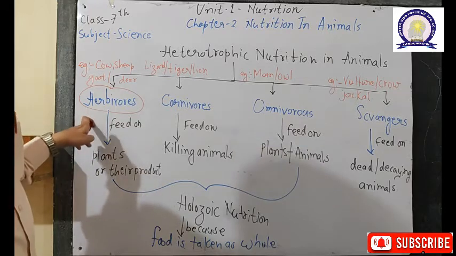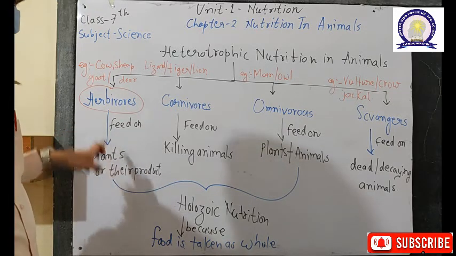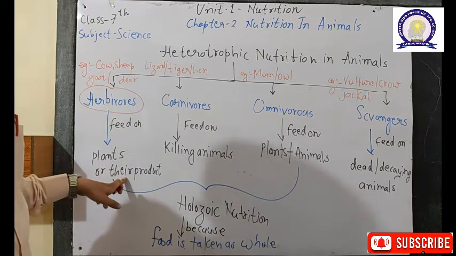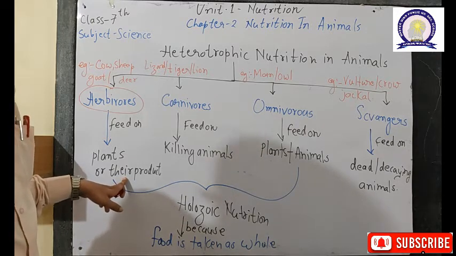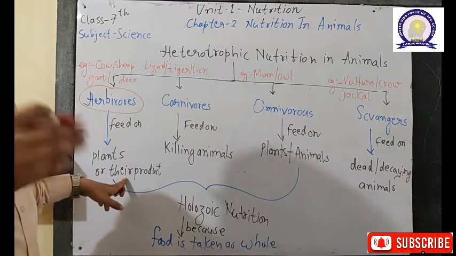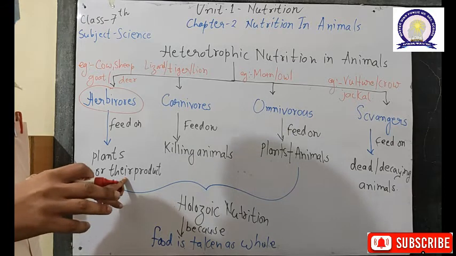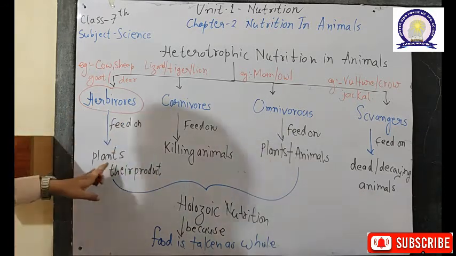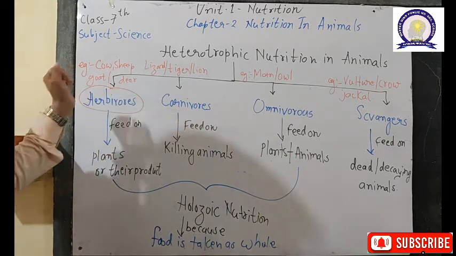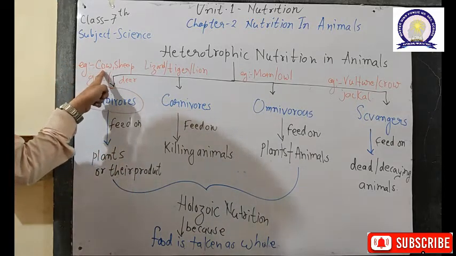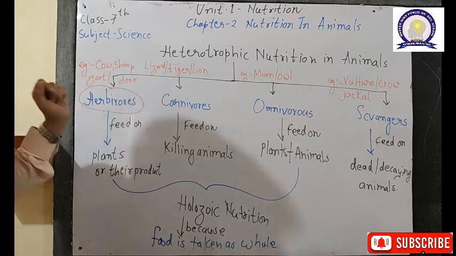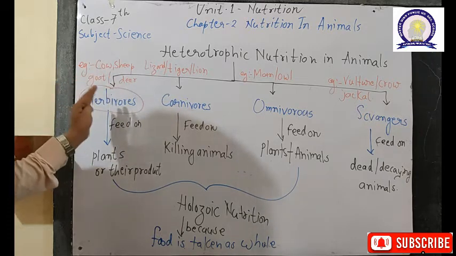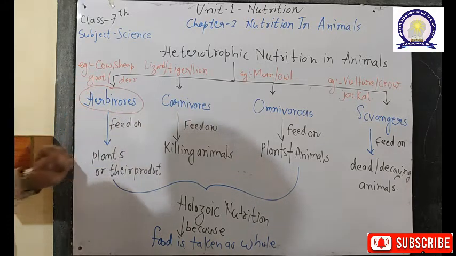Herbivorous animals eat only plants or their products, like leaves, roots and fruits, anything that is a plant product. So herbivores are those animals that feed on plants and their products. For example, commonly herbivorous animals like cow, sheep, goat and deer. That means these animals only have plants and their byproducts.